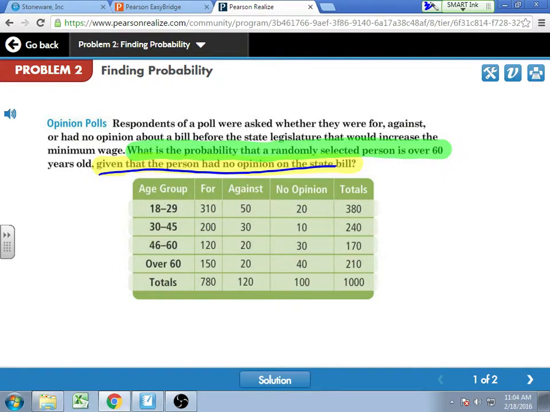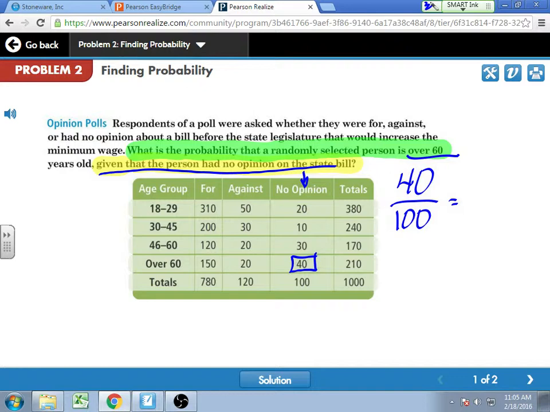So first, given that the person had no opinion, Ben says, okay, I'm looking at the no opinion. Then, what's their probability of being over 60? Then I look at over 60. So there's 40 people over 60 out of the 100 people that had no opinion. So we'd set up 40 over 100.